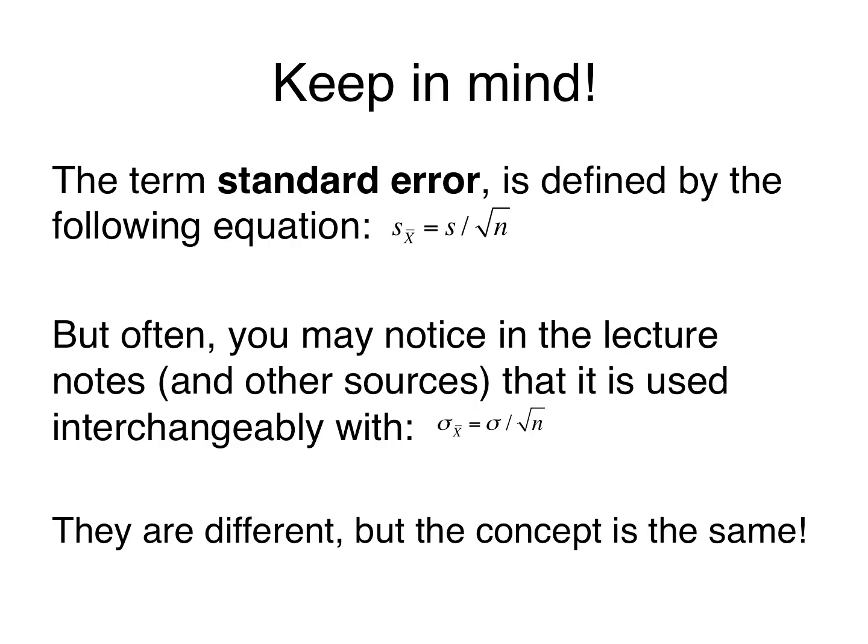Something to keep in mind, though, is that the term standard error is defined as the sample standard deviation divided by the square root of the sample size. But often this is used interchangeably with this second formula, the true population standard deviation divided by the square root of the sample size. This second formula is known as the standard deviation of the sample mean. On average, how far will the sample mean move from the true mean? Even though the concept is the same, these two are slightly different. The standard error is used to describe the accuracy of a sample mean as an estimate of the population mean.